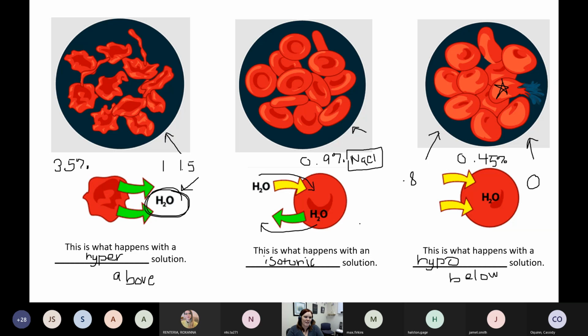Yeah, so we're just following up on the percentage, 0.9%, because that is the percentage that we have inside our cells. When we have that outside our cells, that is isotonic. That's correct. So that's where that number 0.9 came from. I'll try to put it in a little cloud here. 0.9% is the concentration inside your cells. So when it's outside your cells, it is considered isotonic.